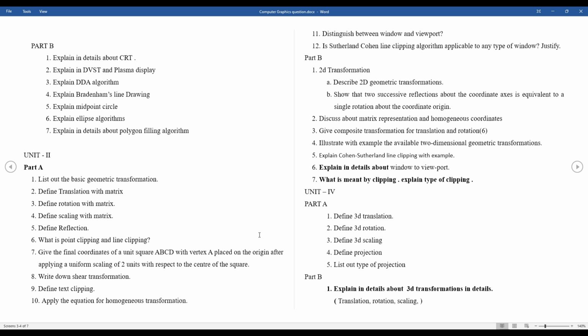Translation moves an object from one place to another place, and translation vectors are given. When I ask about 3D, you have to write X, Y, Z. Similarly, write for rotation. In 3D rotation, we have three-axis rotations: Z-axis rotation, Y-axis rotation, and X-axis rotation.